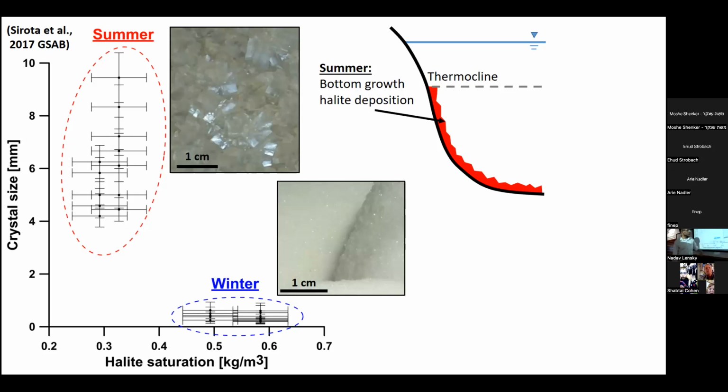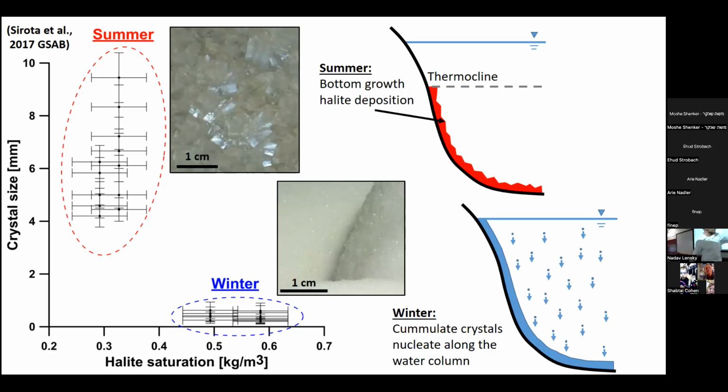I was promising not to use so much terminology, but the thermocline is the region where the temperature changes dramatically in space. In the winter, we have these fine grains forming everywhere in the water column, a lot of nucleation and the formation of these deposits that we call cumulates.